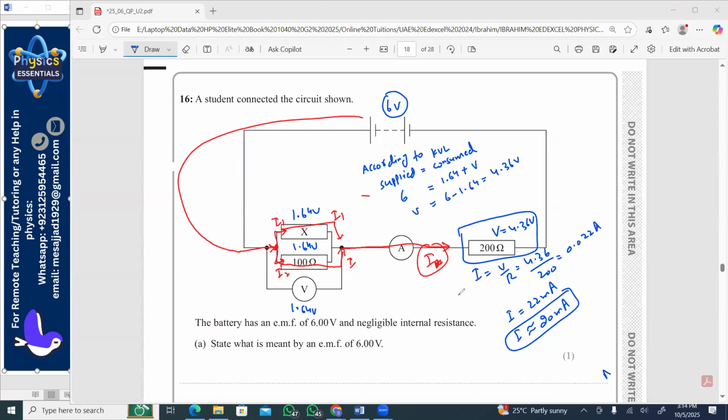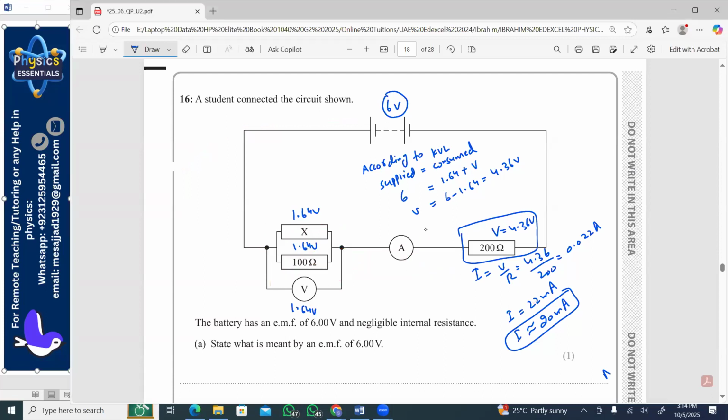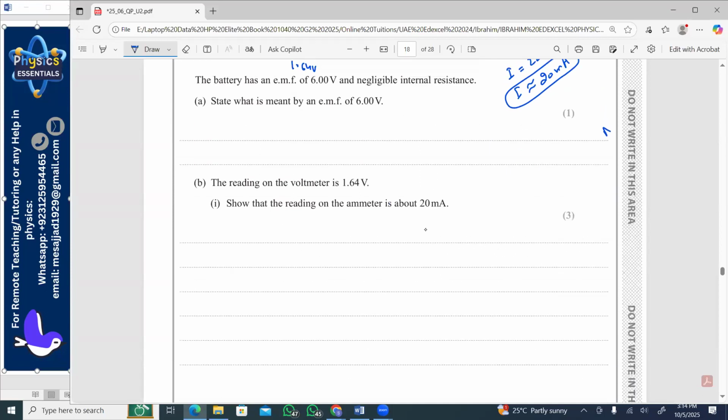So the ammeter is measuring the total current of the circuit, not the individual current I1 or I2 for X or the 100 ohm resistance. Remember that, okay? I1 is the current exclusively at only X. I2 is the current only at 100, but I is the current in the total circuit. And that is what we have done in B1.